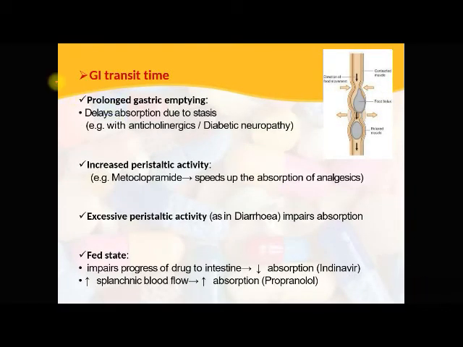Next factor that affects the bioavailability is gastrointestinal transit time. Okay, so there are a few conditions which affect the bioavailability. First one is prolonged gastric emptying time. So it delays absorption due to stasis. Okay, so there are certain drugs like anticholinergics, they are known to cause this type of effect. And also certain complications of a disease like diabetic neuropathy also have this effect on the gastric emptying time.